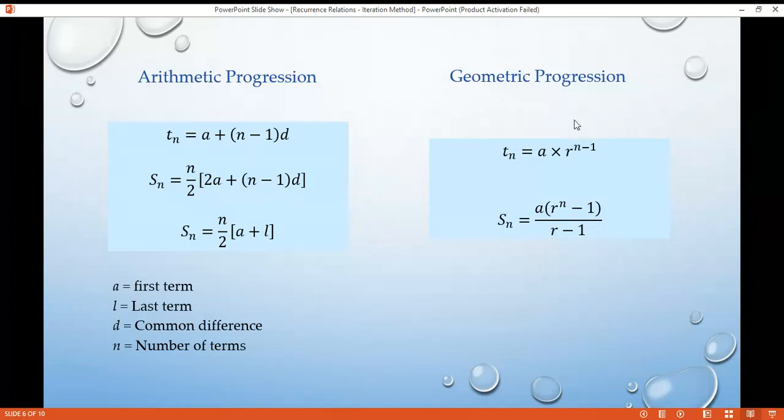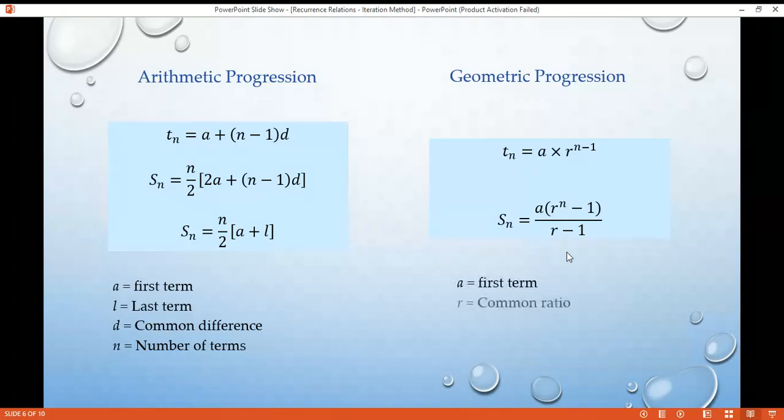And in geometric progression, our series is like a r raised to the power n minus 1, where a is the first term, r is the common ratio, and n is the number of terms. And the sum is a into r to the power n minus 1 upon r minus 1.